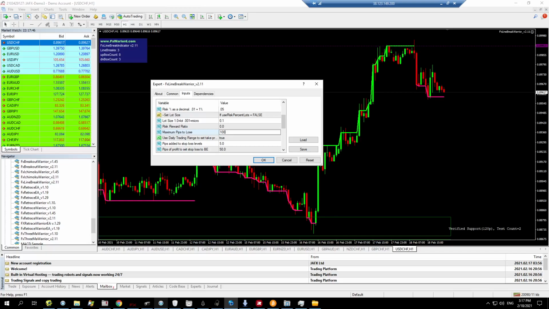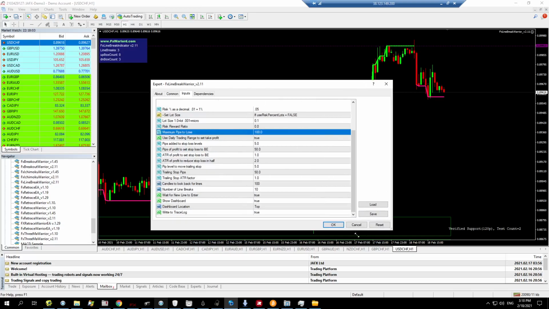So you definitely want to have this in because you're going to want it to come down and put you, so maximum pip to lose, I'm going to say 100 pips. Use daily trading range to set, let's smooth this out a little bit, to set take profit. Yeah, we can click true to take profit, to set false to use the fixed take. I think I'm going to go with the fixed pip.